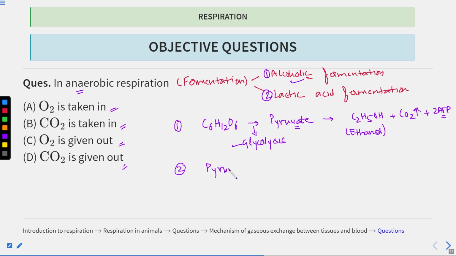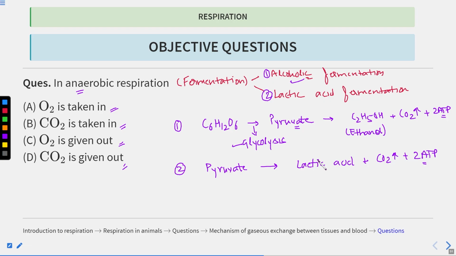Now if we talk about lactic acid fermentation, here also first glucose will be converted into pyruvate, and then the pyruvate or pyruvic acid is converted into lactic acid. Along with lactic acid, carbon dioxide will be evolved and a very small amount of energy is released, that is 2 ATP.